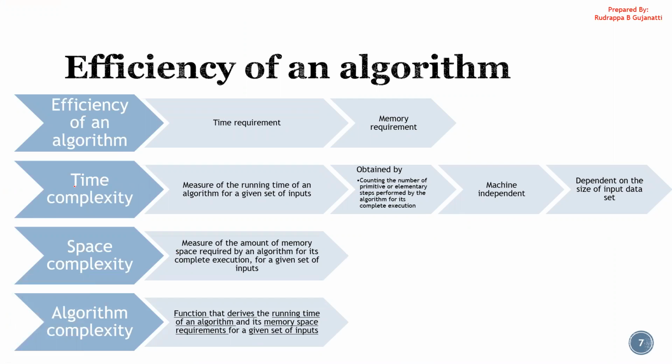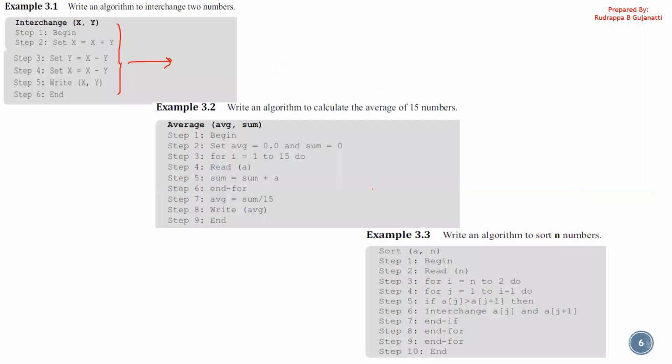In any system, these steps will be the same. So here we obtain the time complexity by counting the primitive or elementary steps required to complete the execution of the algorithm, and the time complexity is machine independent. But it depends on how much input data you are providing, that is, the size of the input data. Here we are providing just 2 inputs, and say the size of these is just one byte. Based on that, the execution goes ahead.